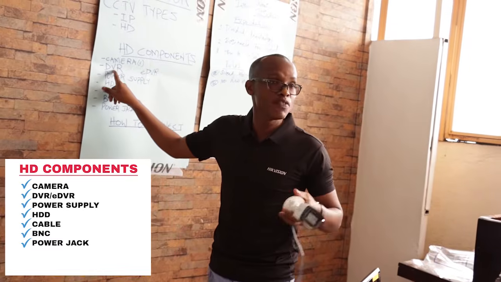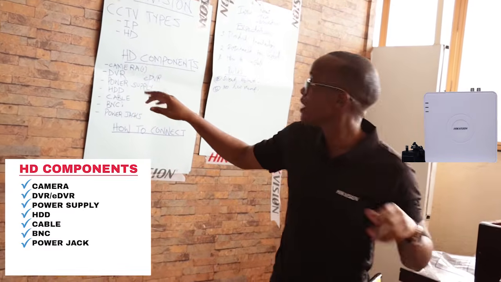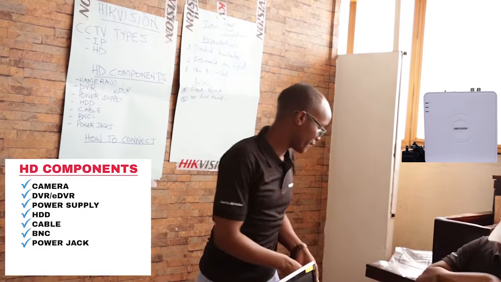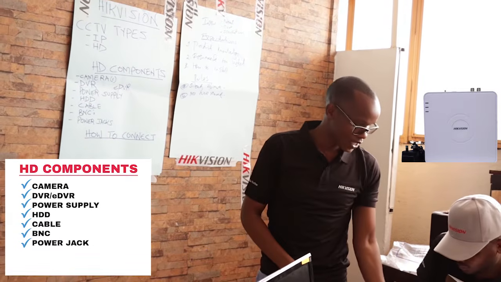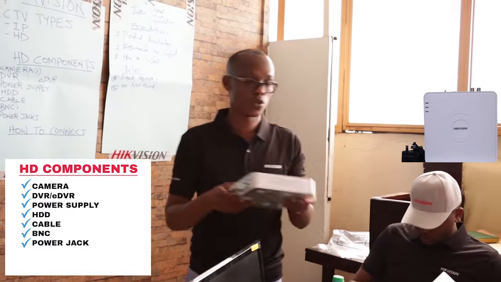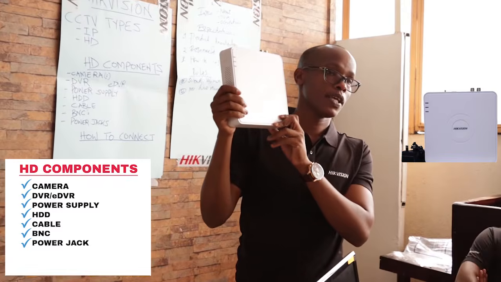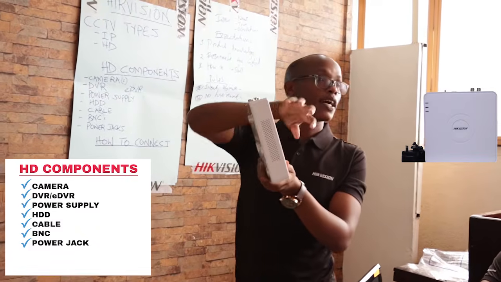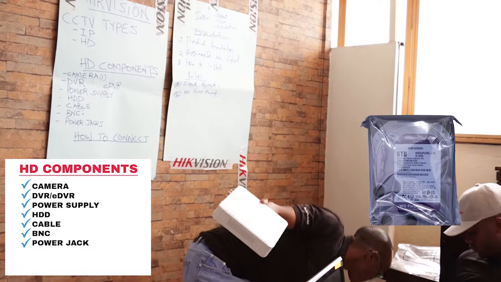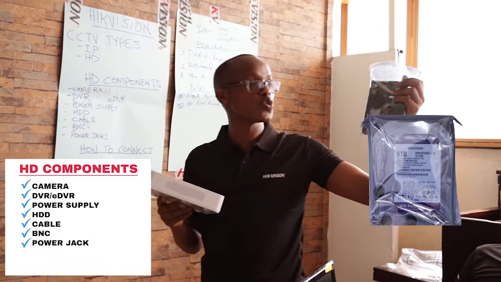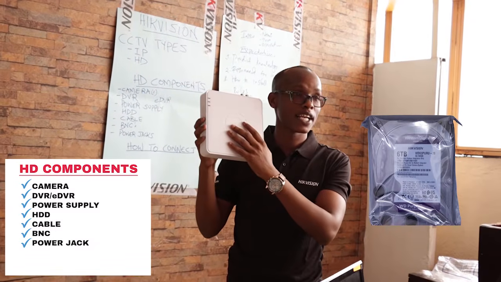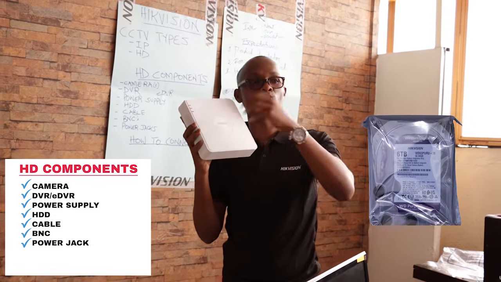So the next item is the DVR. Does anyone know the meaning of DVR? DVR means digital video recorder. It is a gadget that will keep information for you. So this is a DVR. The DVR requires you to put a hard disk inside. So the next component is a hard disk. This is a hard disk. It is new, so we have not opened it. This is the DVR, and it requires a hard disk inside for it to store information.